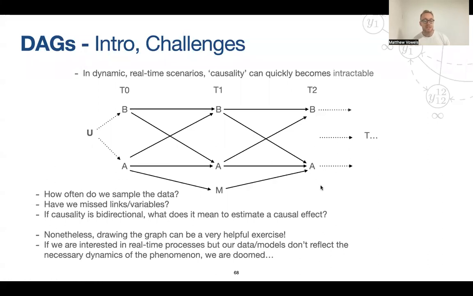And note that if we're interested in real-time processes, like we really are interested in these links, then we have to make sure that our model is correct and that our data are sufficient for estimating those links. And if we don't, then we're kind of doomed to ever achieving what we want. And I've seen this before.